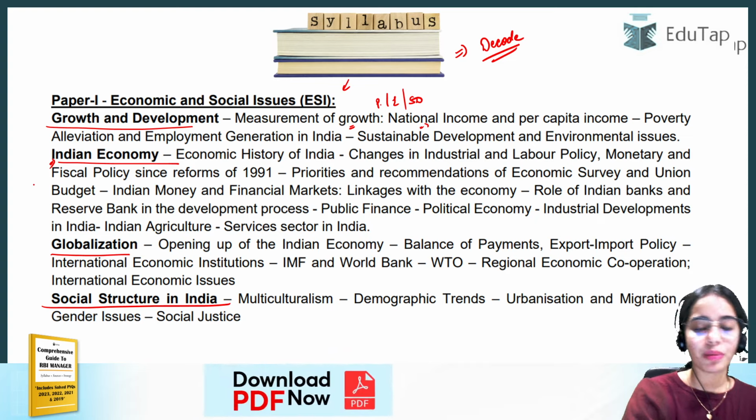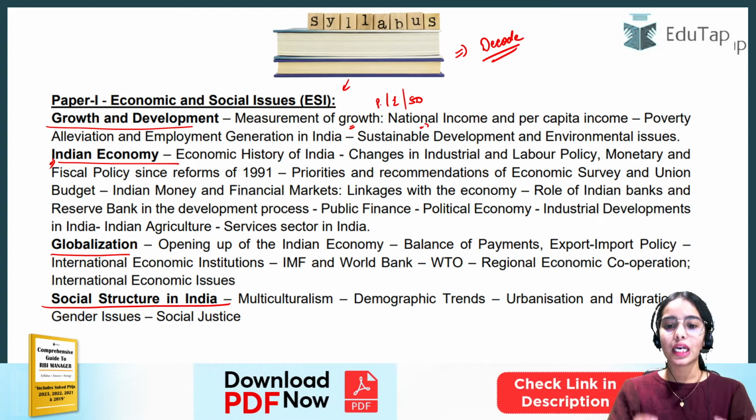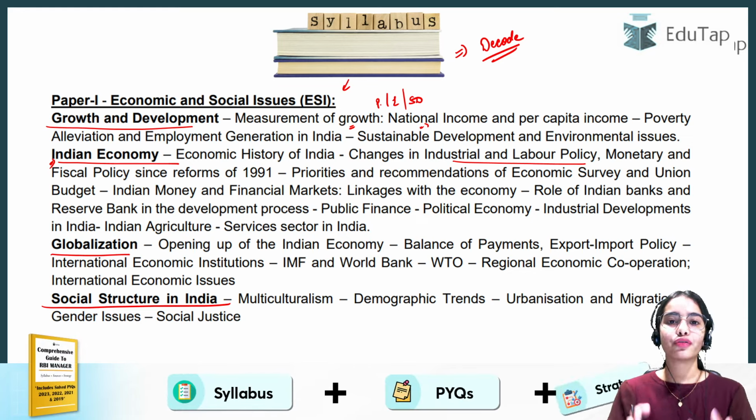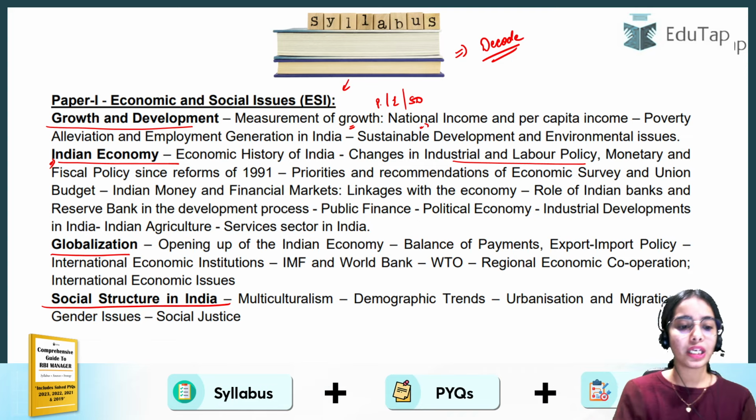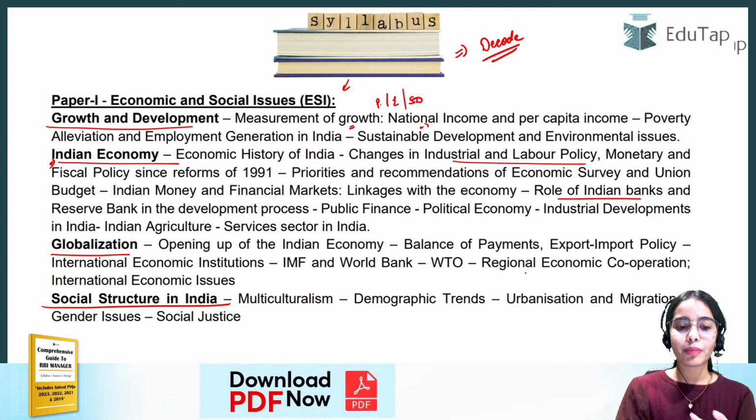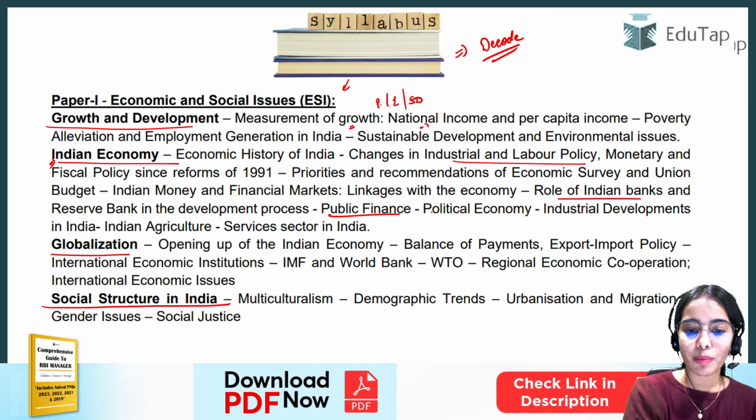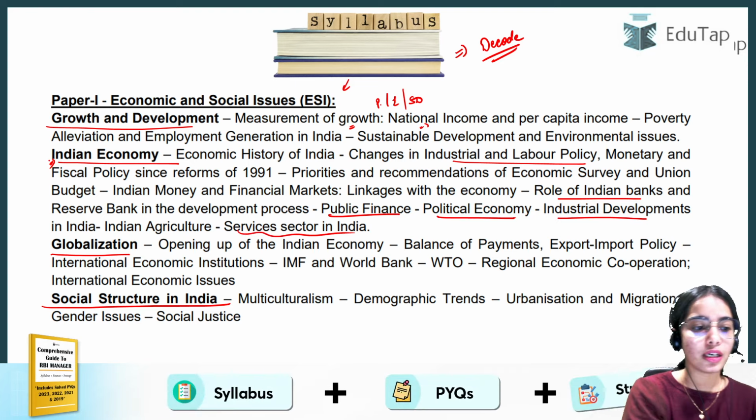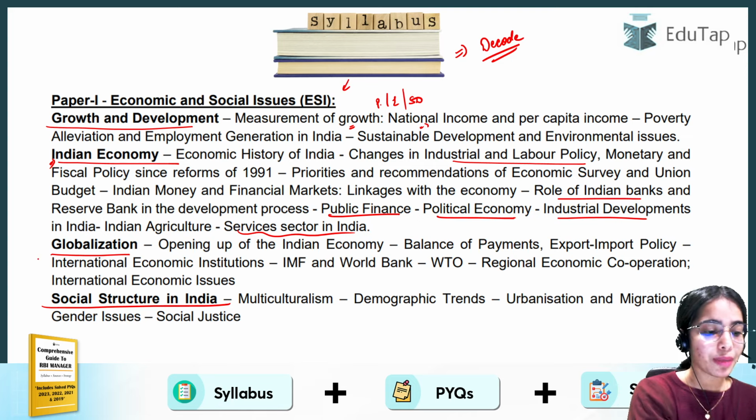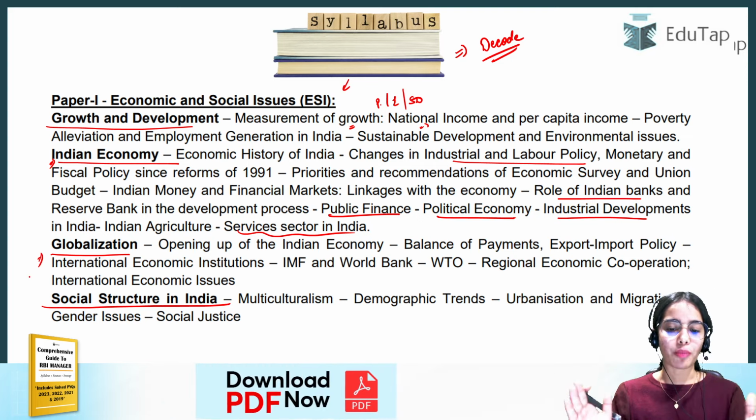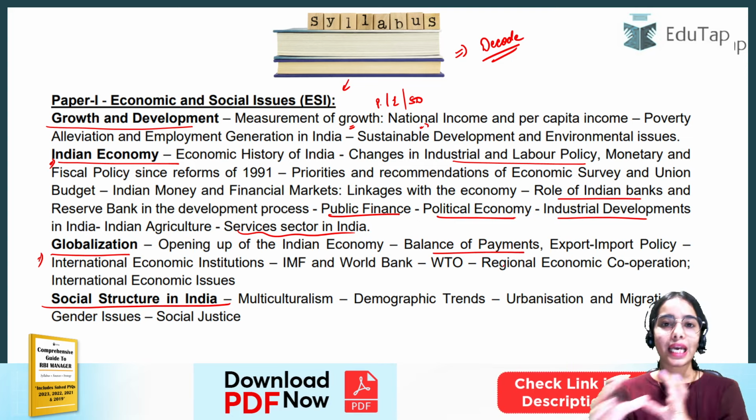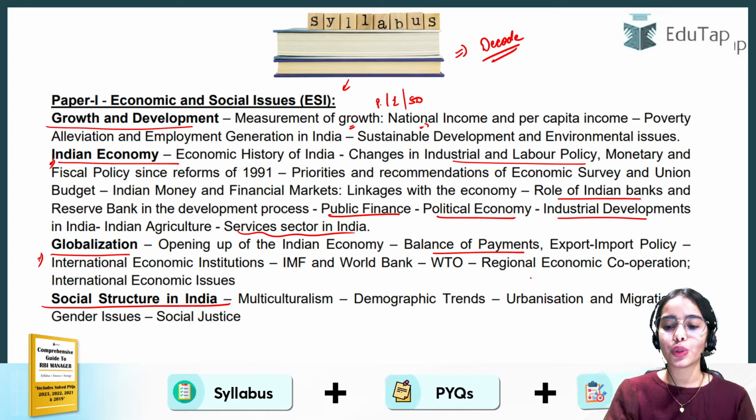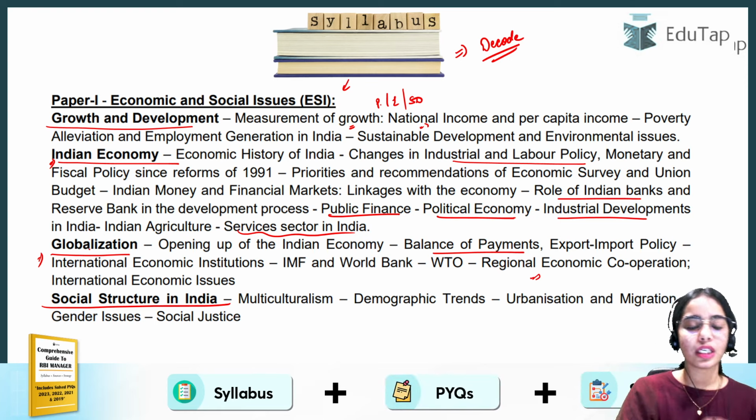Then coming to Indian economy, we will study the economic history of India in this. There is also the industrial and labor policy, monetary policy that affects the whole of the Indian economy, the fiscal policy that affects the whole of the Indian economy. Then there is also the role of Indian banks, the Indian money and financial markets and such. Then there is also public finance, political economy, the industrial developments in India, Indian agriculture, services sector in India. So they are a part of the Indian economy. Coming to globalization, that means opening up of the Indian economy, the balance of payments. This is very important. Export import policy, international economic institutions, let it be IMF, World Bank, WTO, regional economic cooperation and such. These come under the category of globalization.